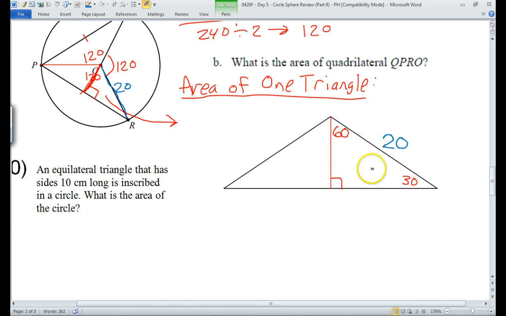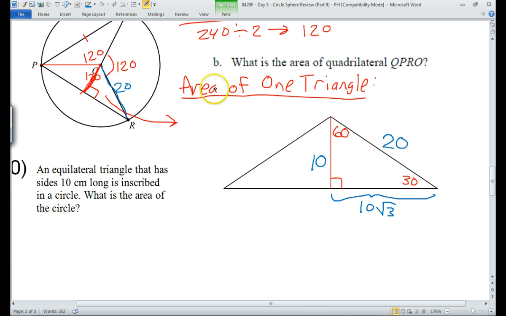Now, in a 30, 60, 90 triangle, if the hypotenuse is 20, what will the short leg be? Across from the 30, that's going to be 10. Short leg is 10. Now, if the short leg is 10, what's going to be the long leg from here to here? Well, that's going to be 10 radical 3.